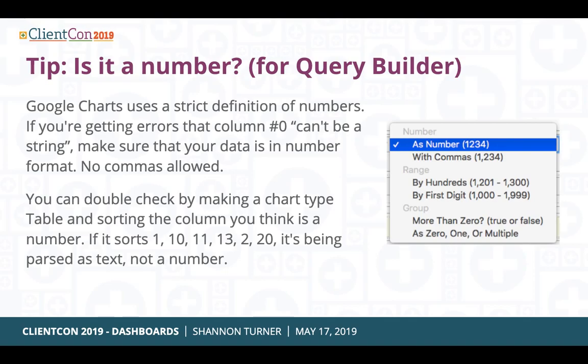And you can double check this by making a chart type of table and sorting the column that you think is a number, because if it sorts in order of like 1, 10, 11, 2, 20, then it thinks it's text rather than number. So if that's all confusing, don't worry too much about it unless you get that error. But this is a common enough stumbling block that I wanted to mention it.